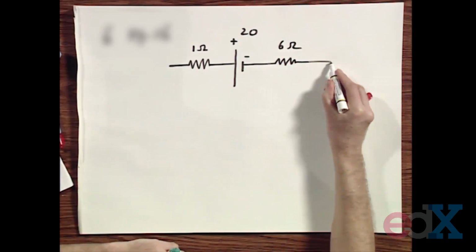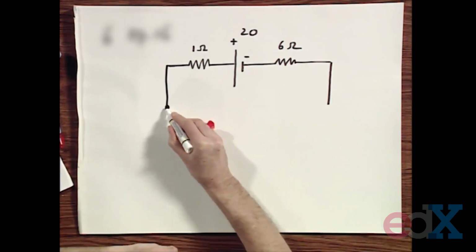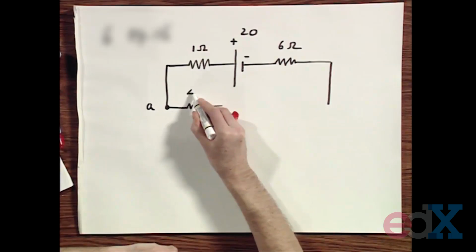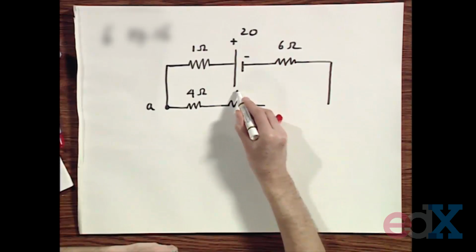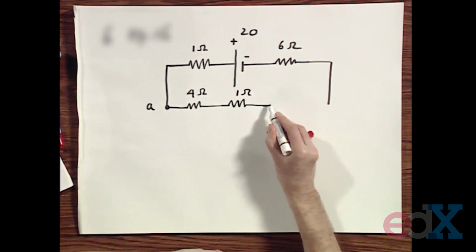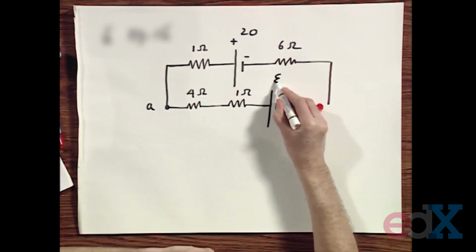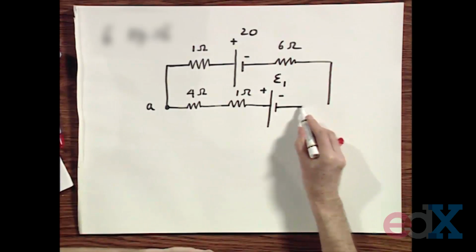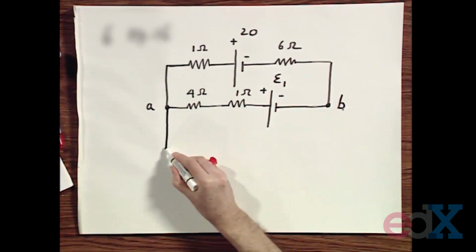6 ohms. Comes down to point A. Here is a resistor, 4 ohms. Here is a resistor, 1 ohm. Then there is a battery of which we do not know the EMF. We call it E1. This is the plus side and this is the minus side. Goes to point B. But that's not all.